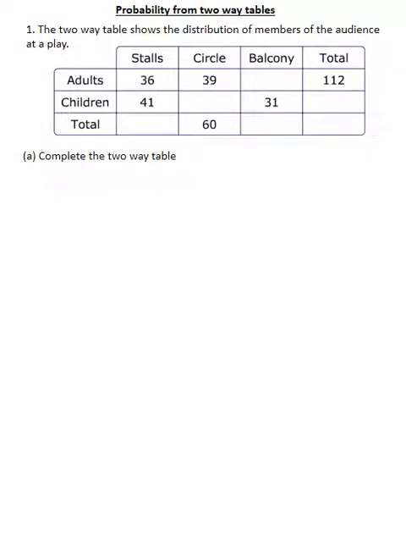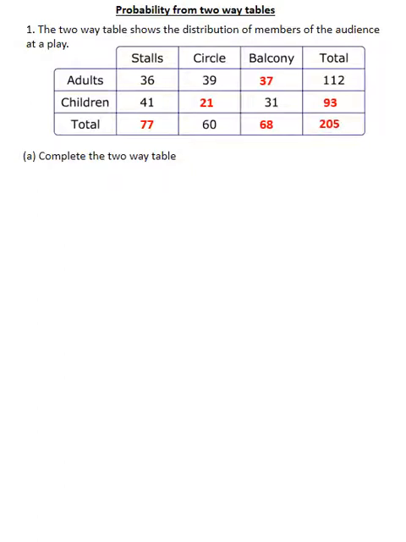Let us start now with the first example. The two-way table shows the distribution of members of the audience at a play. Yesterday you already studied how to complete the two-way table. First I have to start under the stalls. It's 36 plus 41, which is 77. To find the number of children that are sitting in the circle, I have to do 60 minus 39, which is 21. Then you complete the rest of the table, either by addition or by subtraction.